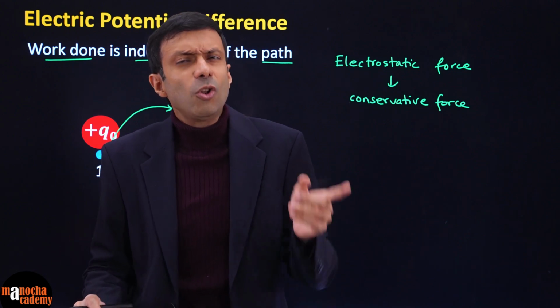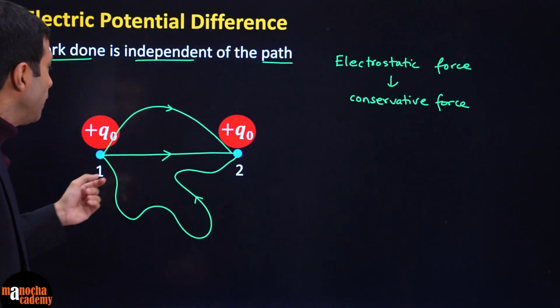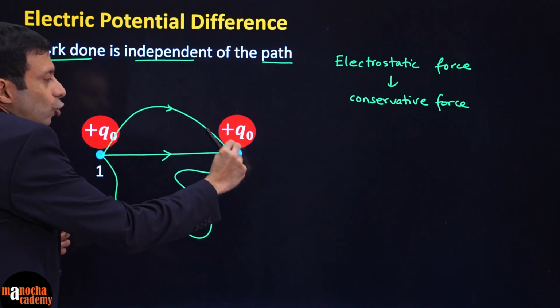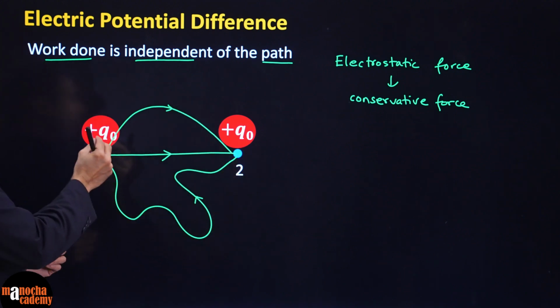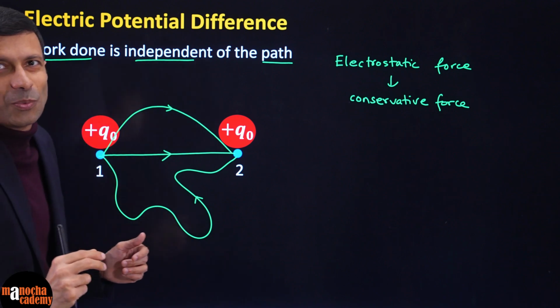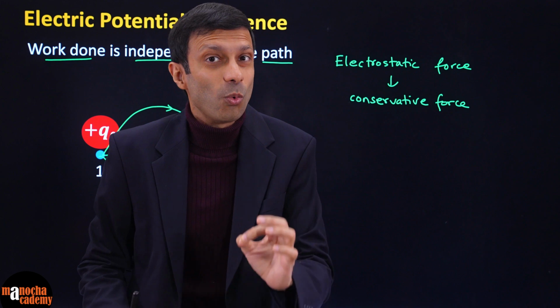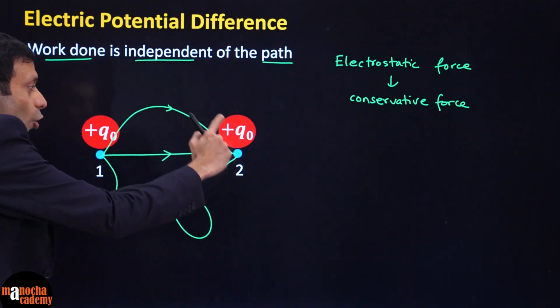Clear? Now let me ask you a question. What will be the work done if I move this test charge from 1 to 2, and then let's say I bring it back to 1? What do you think is going to be the work done? That's right, the answer is 0. Why? Because it is a closed path.